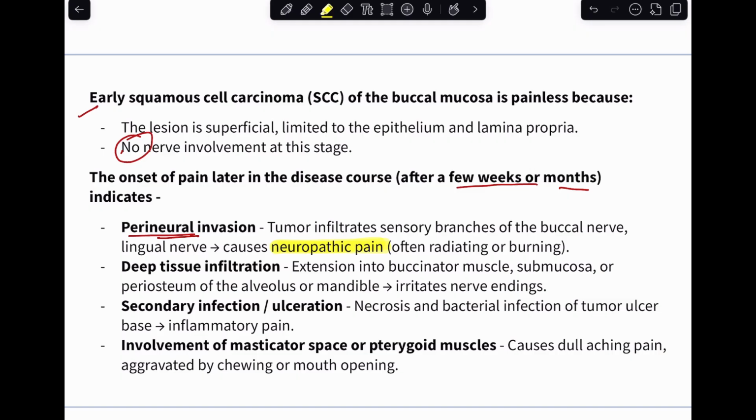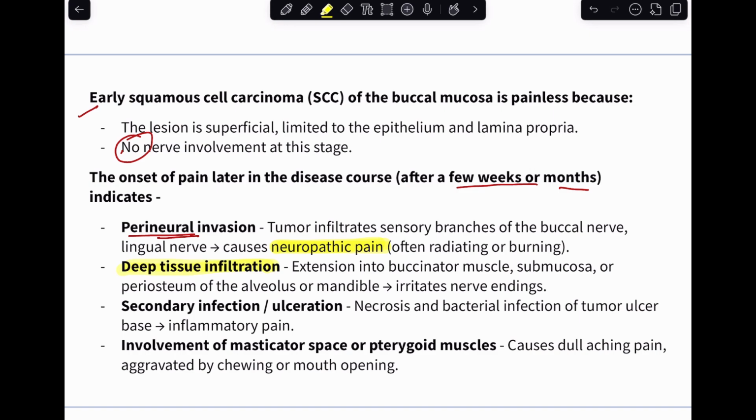Second cause would be deep tissue infiltration. If the tissue has extended from the mucosa and lamina propria to involve the muscle underneath it or the submucosa, or even gone deeper to involve the periosteum of the bone underneath, which can be the alveolus or the mandible, in that case it will end up irritating the nerve endings. So you'll have pain because of deep tissue infiltration.